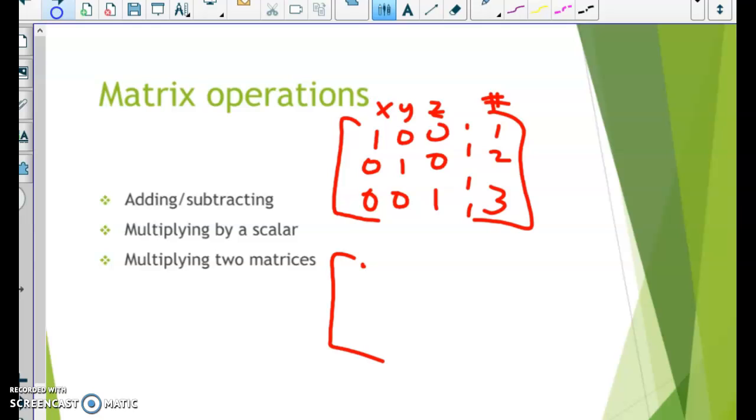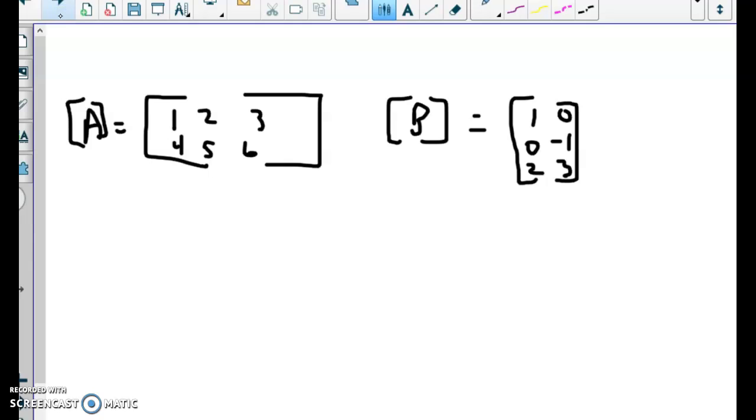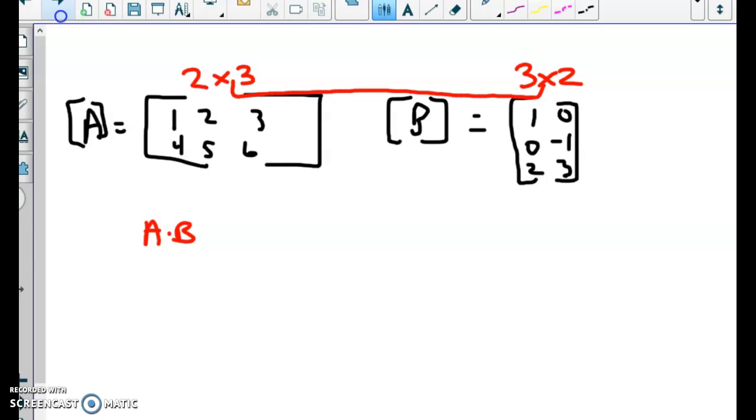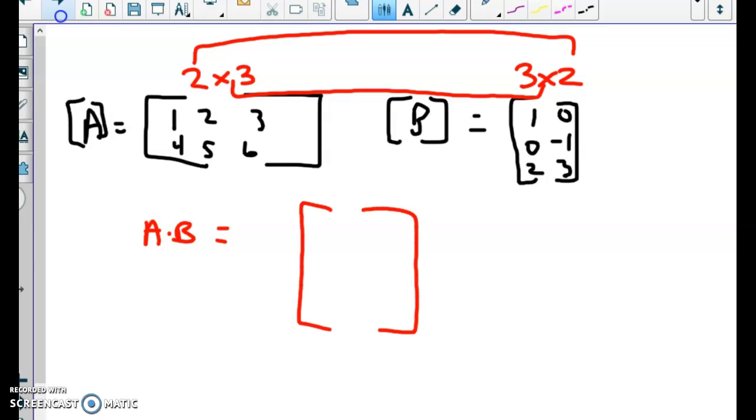Multiplying 2 matrices. Let's say I have 1, 2, 3. Oh, I think I actually have an example here. Yep, I knew I did. If I wanted to multiply A times B, we know this is 2 rows and 3 columns. We know this is 3 rows and 2 columns. For us to be able to multiply them, the middle 2 have to be the same, and our result is going to be the outside numbers. So I know that my result is going to be a 2 by 2 matrix.